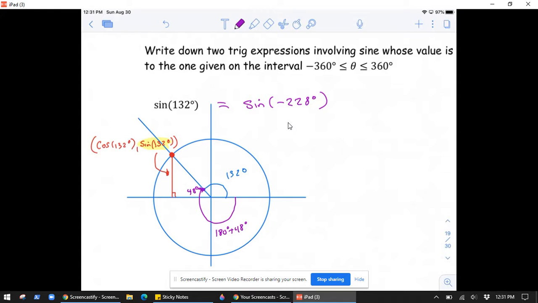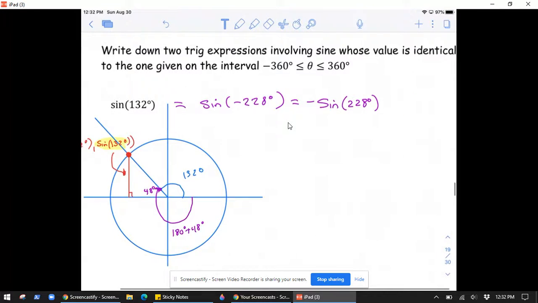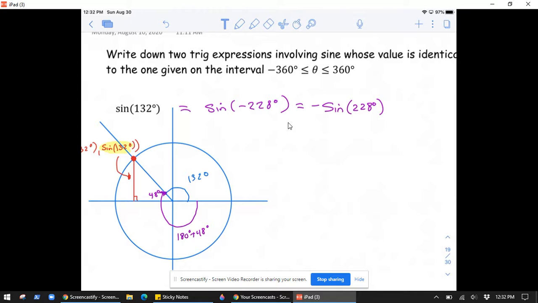There's a little identity we can use here, which I expressed in a different video. This is the same as negative sine of 228 degrees. So already we've done what we needed, right? We've done two here, because the sine of negative 228 degrees is one trig expression, and negative sine of 228 degrees is the other one. But we could even go further.